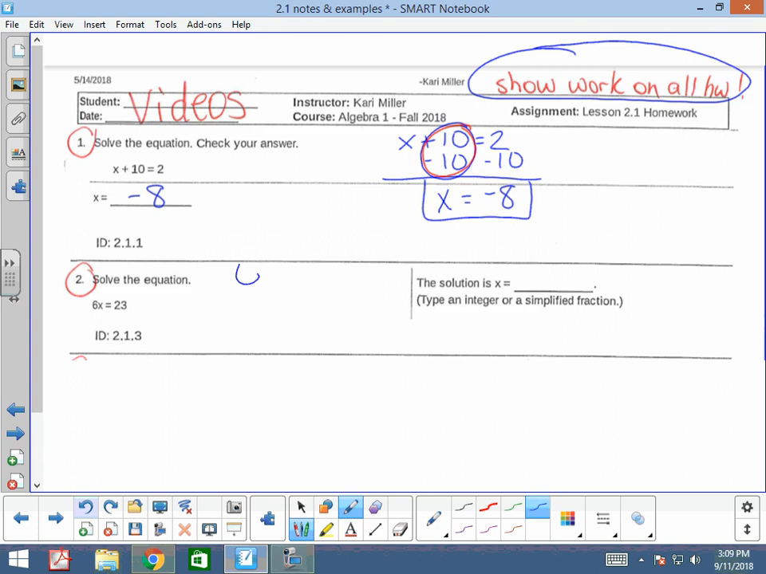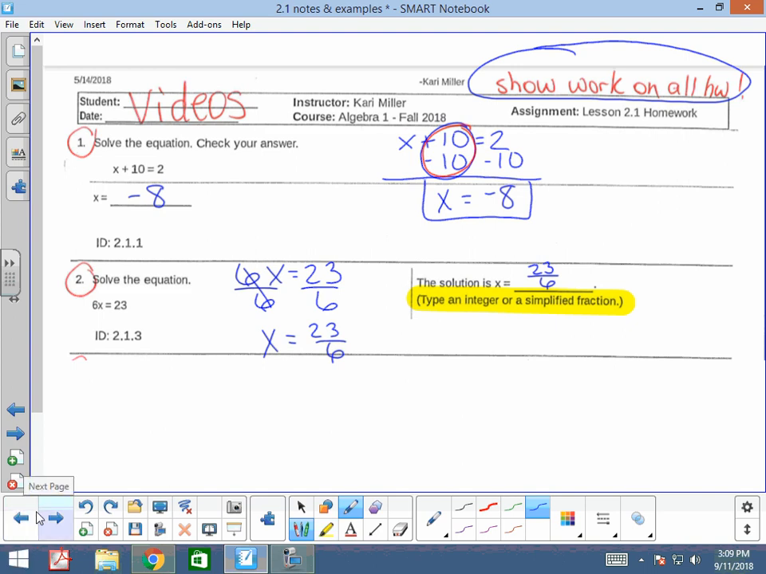On number 2, write the equation. And this is multiplication. 6 is being multiplied by x. So we're going to divide both sides by 6. Now, before you get carried away with making that into a decimal, read the directions. Type an integer or simplified fraction. That is not going to be a decimal. So we're just going to write it as 23 over 6. You only type a mixed number if they tell you to type a mixed number. You only type a decimal if they tell you to type a decimal.